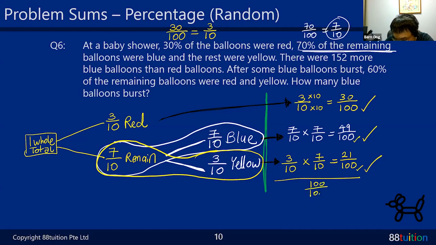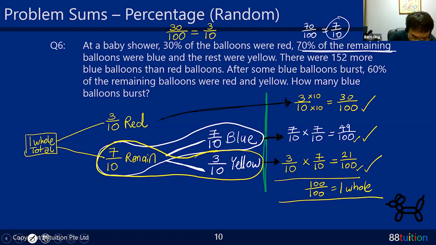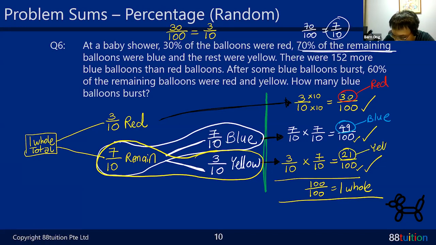So it balances up. This is equal to 1 whole. Very nicely, it balances up. So what can I say? I can say that red color is 30 units. Blue color is 49 units. Yellow color is 21 units. Follow the color coding, can you see?